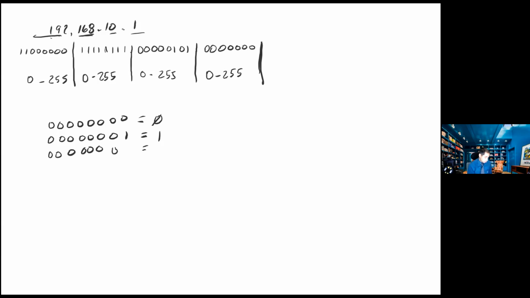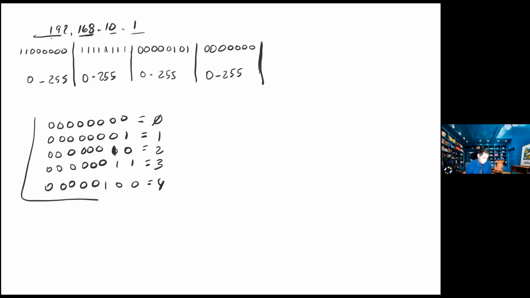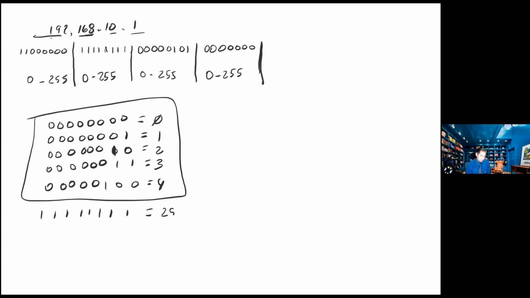So let me do a 1 and a 0. That's going to be 2. A 1 and a 1 is going to be 3. This is going to be 4. And I can keep going, combining all these ones and zeros until I have all of them, 1, 2, 3, 4, 5, 6, 7, 8, with the number 1 on them. And that's the farthest I can go. And that's going to be 255.